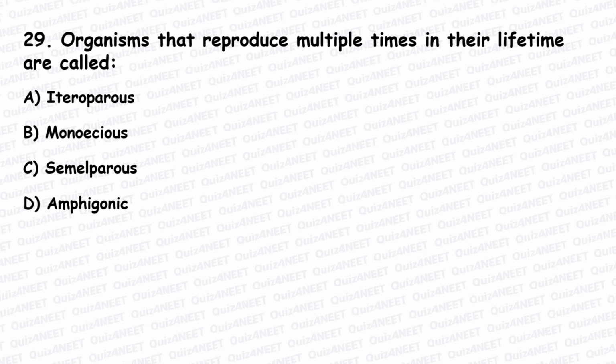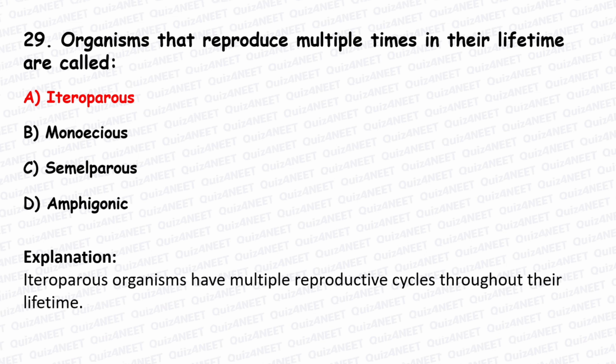29. Organisms that reproduce multiple times in their lifetime are called A. Iteroparous, B. Monoecious, C. Semelparous, D. Amphigonic. The right answer is A. Iteroparous. Explanation: Iteroparous organisms have multiple reproductive cycles throughout their lifetime.